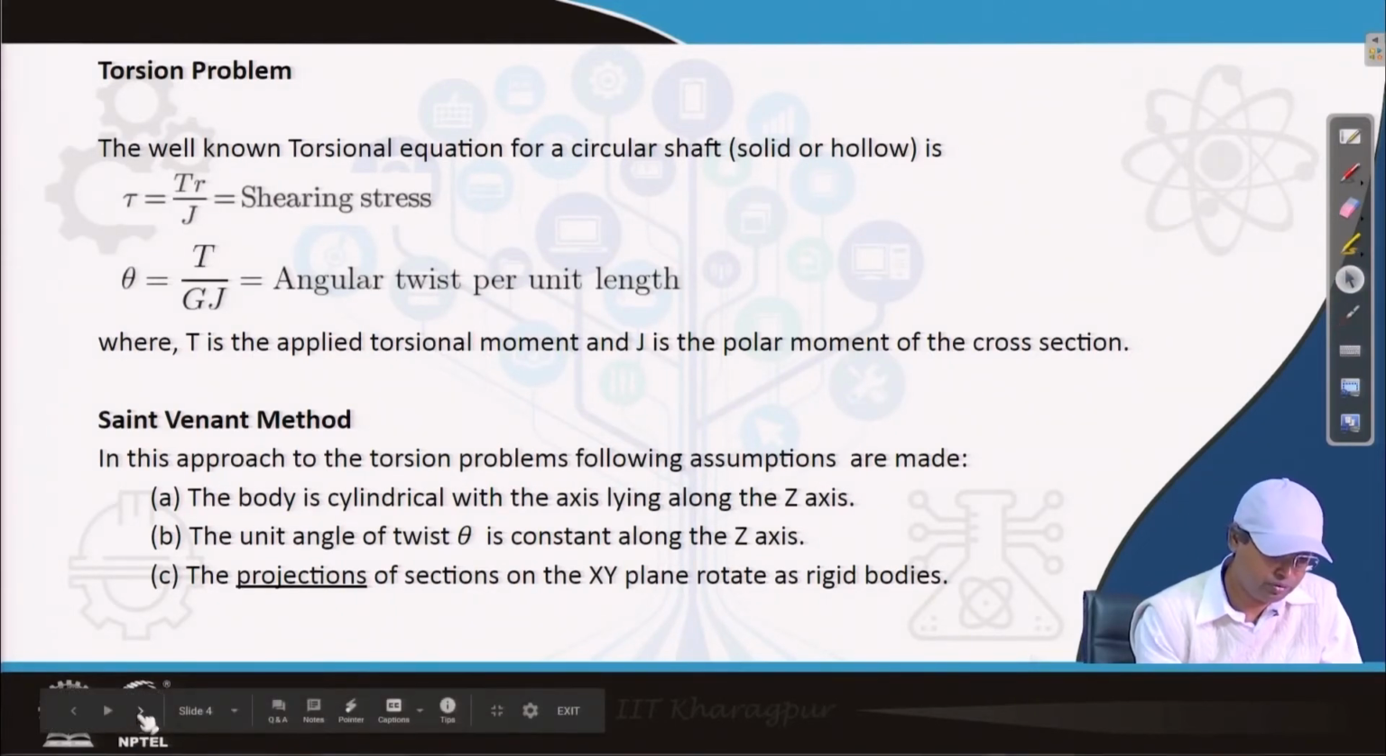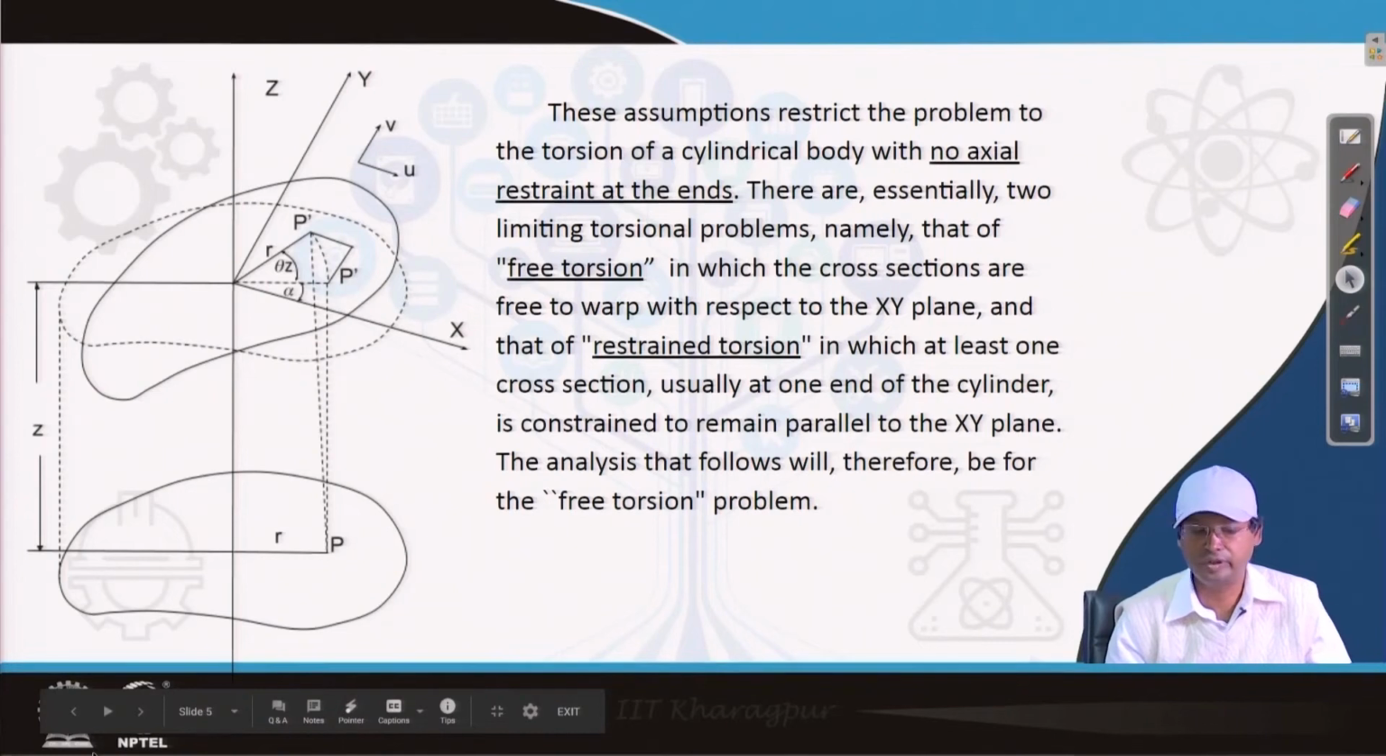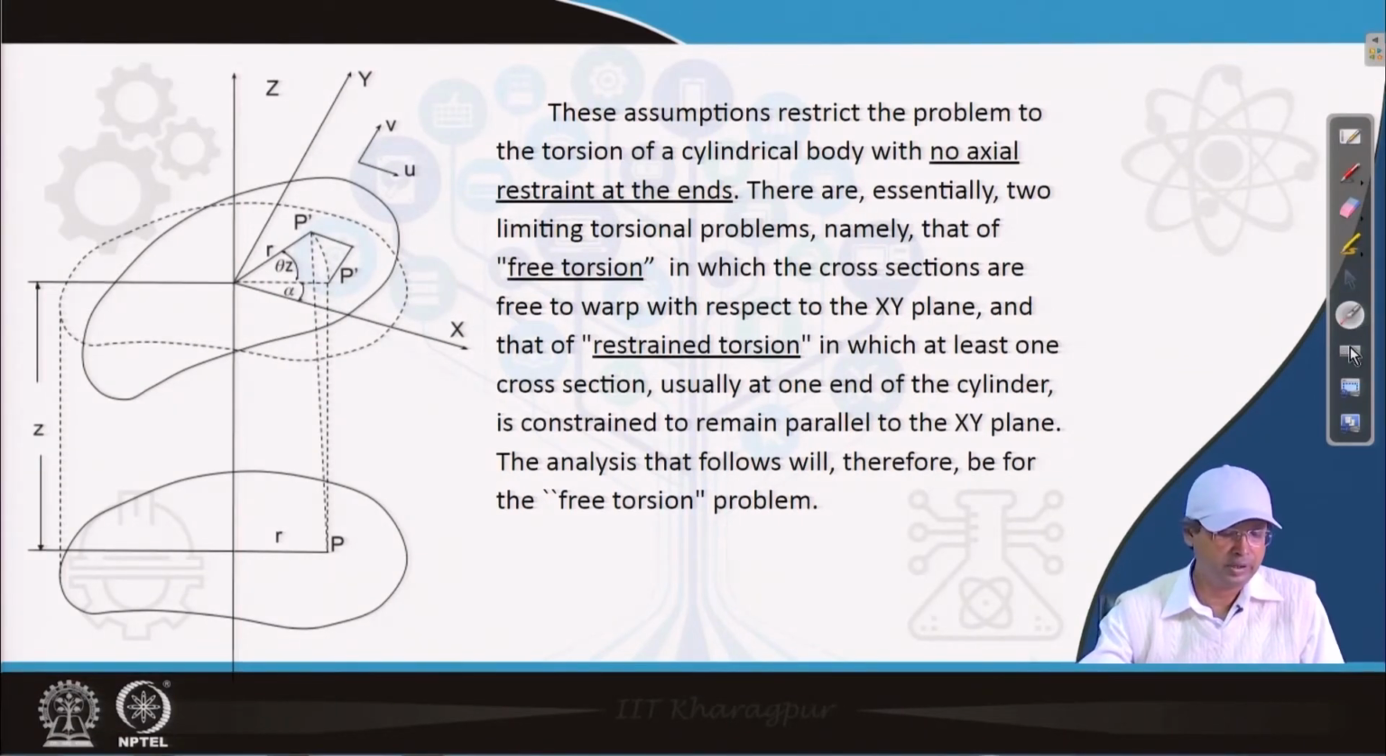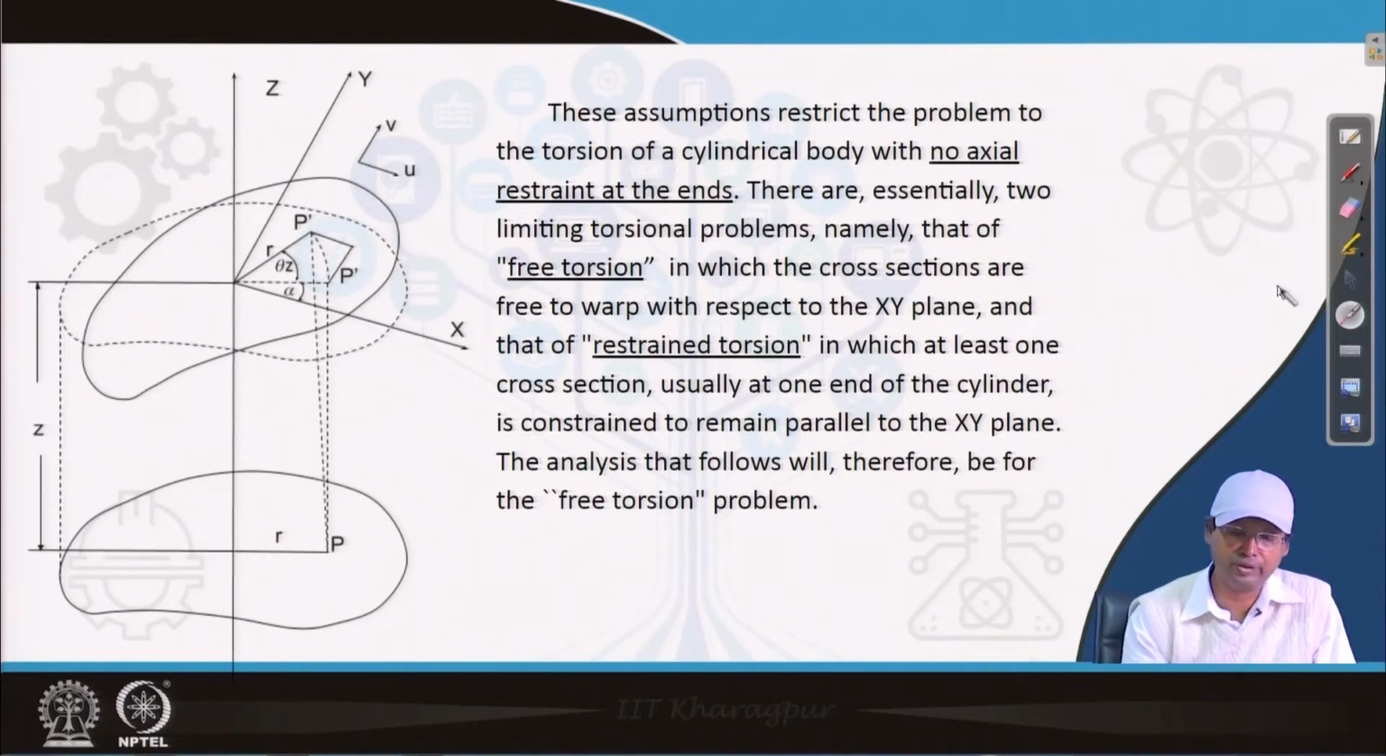So, let us try to define the displacement first with respect to torsion. In this section, it is the description of the problem first. This assumption restricts the problem to the torsion of a cylindrical body with no axial restraint at the ends. Why does it say like that? Let us read and we will come back again.